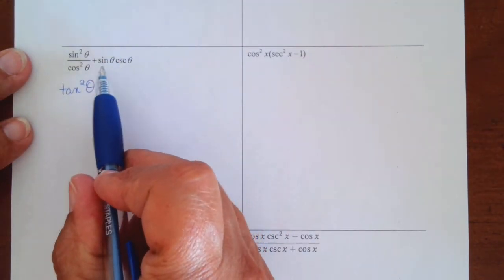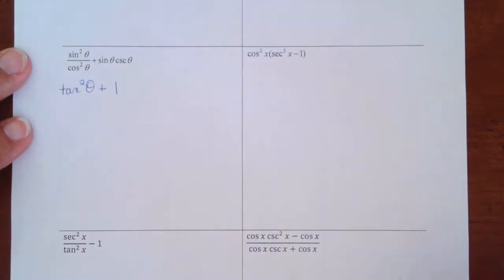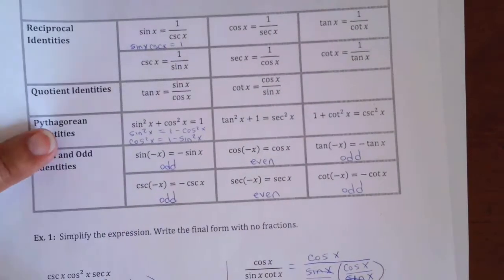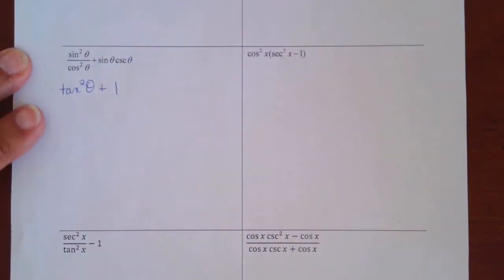Cosecant is 1 over sine. So remember, if you see the reciprocals being multiplied, that reduces to 1. And then that is a Pythagorean identity. You don't have to move anything around. Tangent squared plus 1 is secant squared. So that's what I have here.